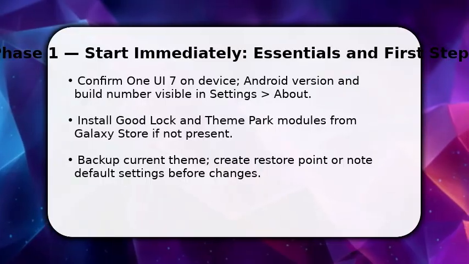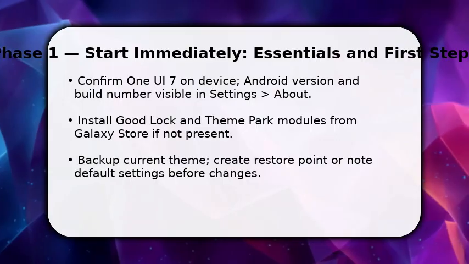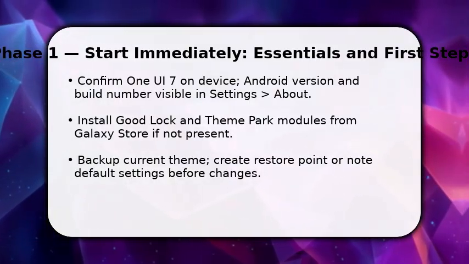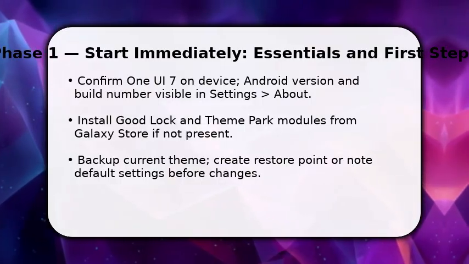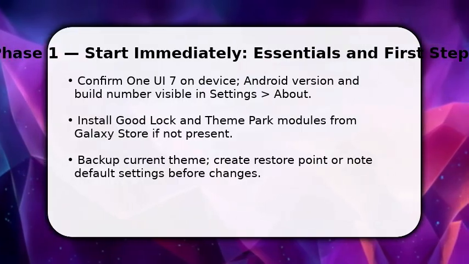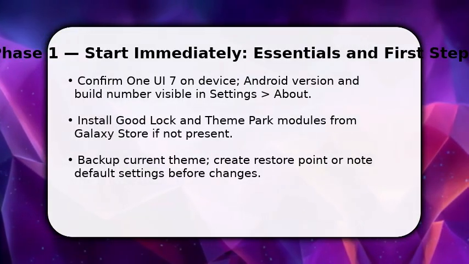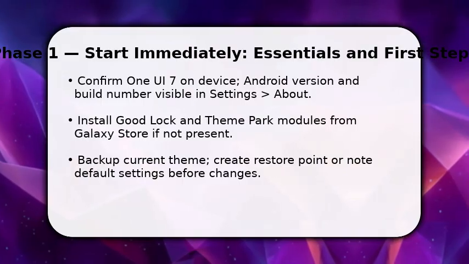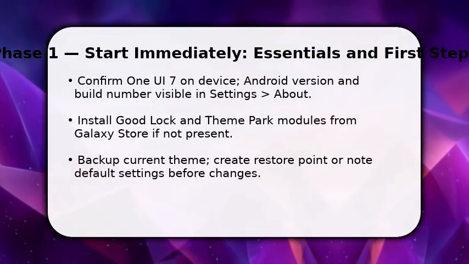You start immediately by verifying One UI 7 is installed and the build matches. This matters because icon packs behave differently across builds. Once confirmed, install GoodLock plus the Theme Park or icon editor modules from Galaxy Store. These are required. Make sure to back up your current theme or note defaults. Restoring is faster than troubleshooting.